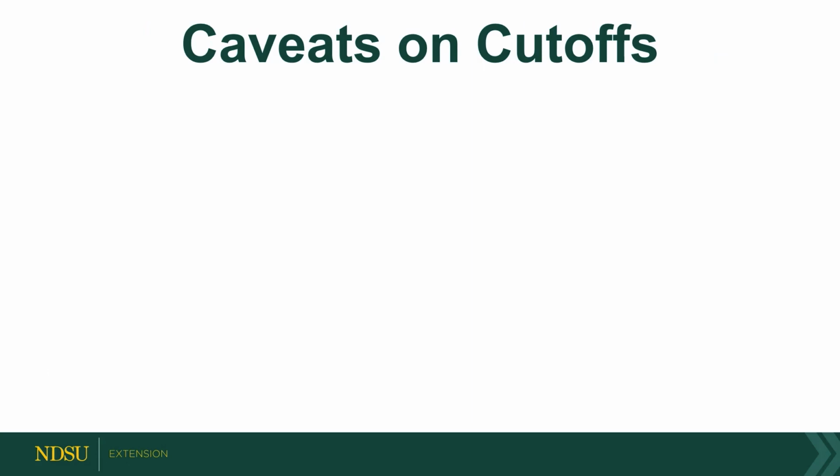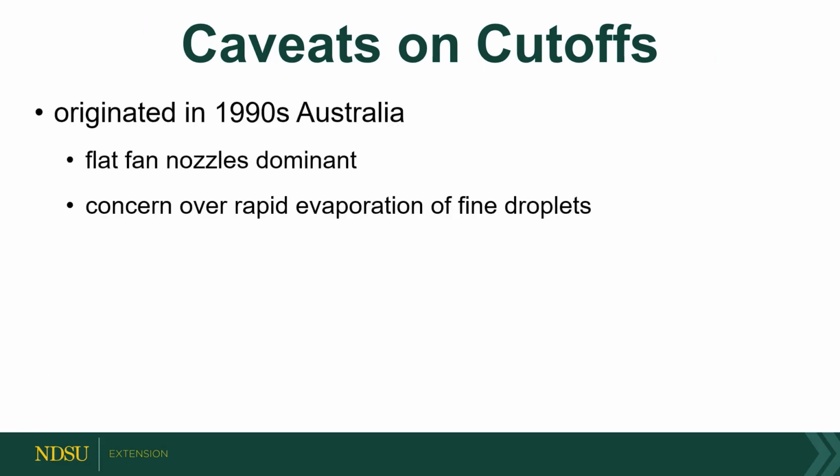One thing to be aware of, though, is where these cutoffs came from. The cutoffs that are in the North Dakota Weed Guide and in the NDON inversion app originated in Australia in the 1990s, during a time when flat fan nozzles were the dominant technology. And there was a lot of concern over rapid evaporation of the fine droplets that make up a pretty good portion of those flat fan sprays.